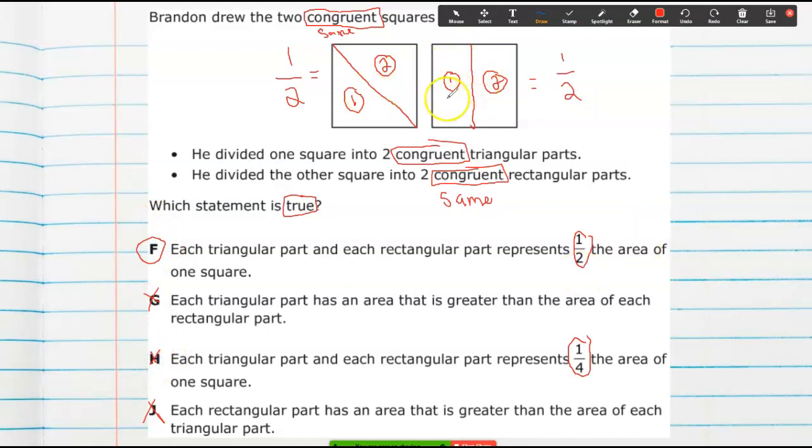Remember, if two shapes are congruent, they are the same, which means if I break them both into 2 equal parts, those equal parts are the same.